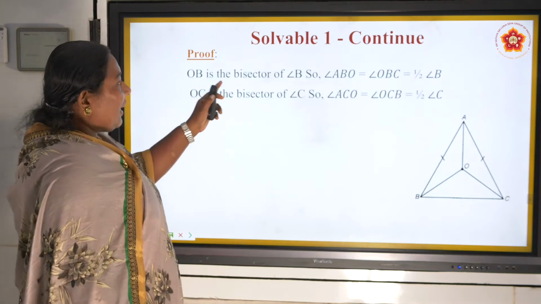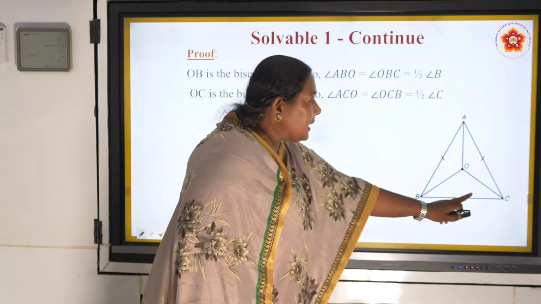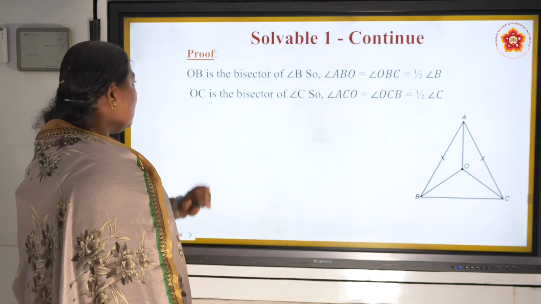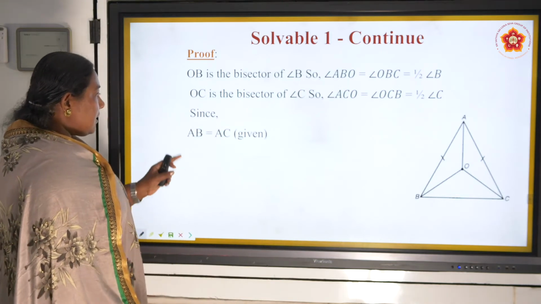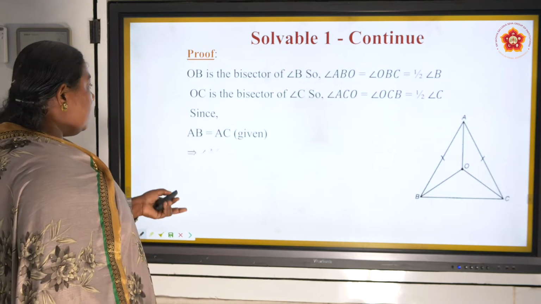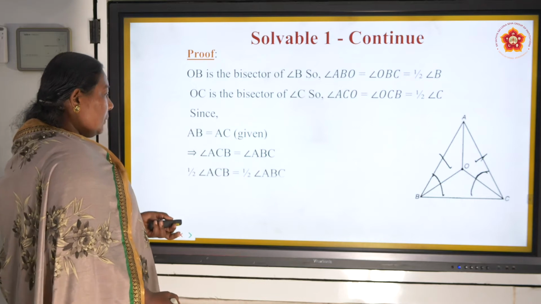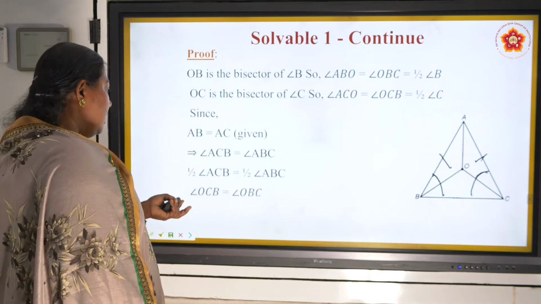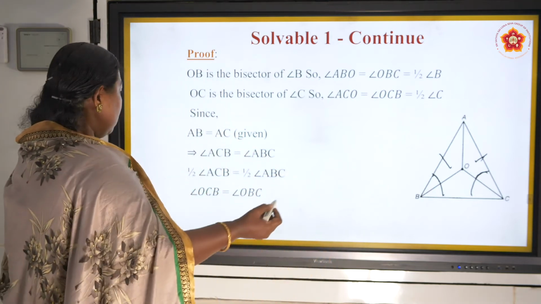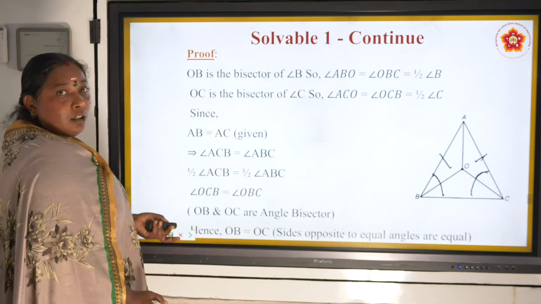OB is a bisector of angle B, so angle ABO, which is OBC, is equal to half of angle B. The same thing holds for angle C also, so I don't want to repeat it. Since AB is equal to AC, given, and angle ACB is equal to angle ABC, we get that half of ACB is the same thing. So I get OCB is equal to OBC. Hence we proved that OB is equal to OC.